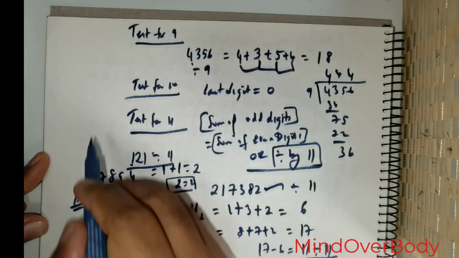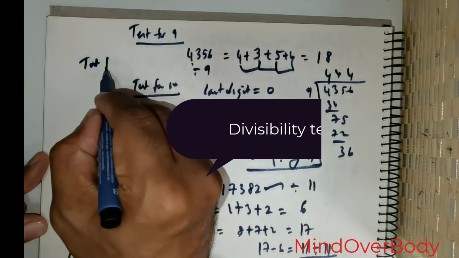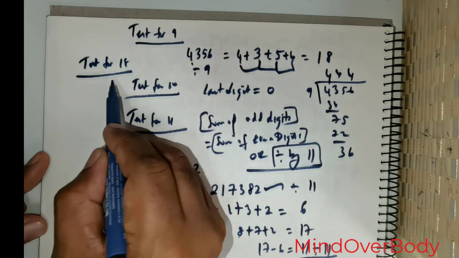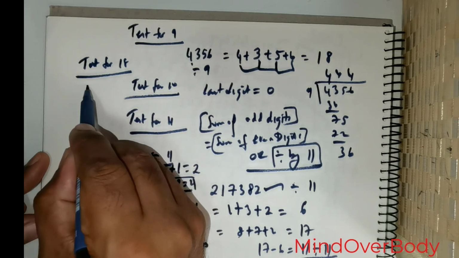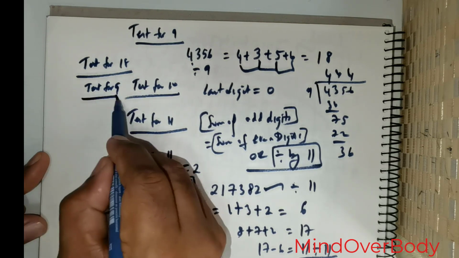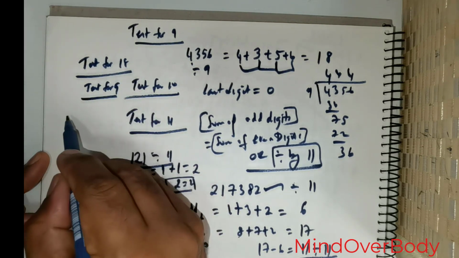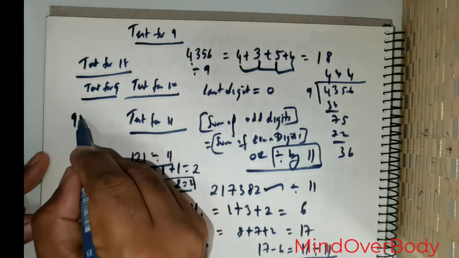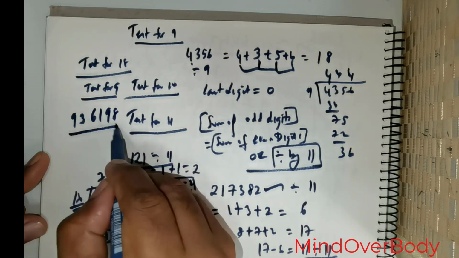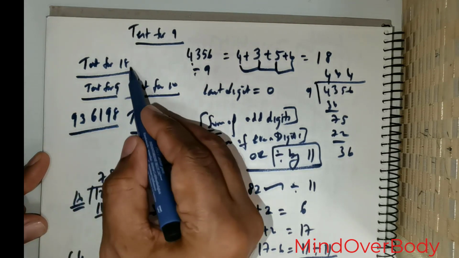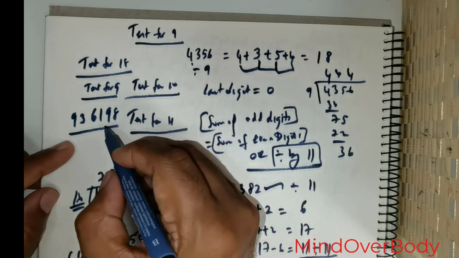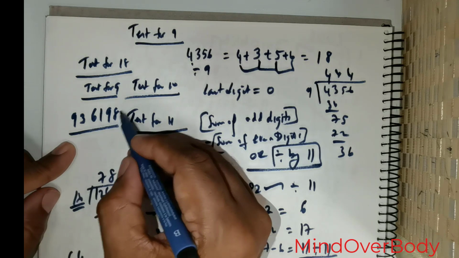Let's move on. Probably I can give you one more test. This is the test for 18. For a number to be divisible by 18, it has to be an even number, and then it has to satisfy the test for 9. If these two tests are holding good, then the number is divisible by 18. Say for example you have a number like this, 936198. This is an even number, and that condition is satisfied. Next we have to find out whether this number is divisible by 9.